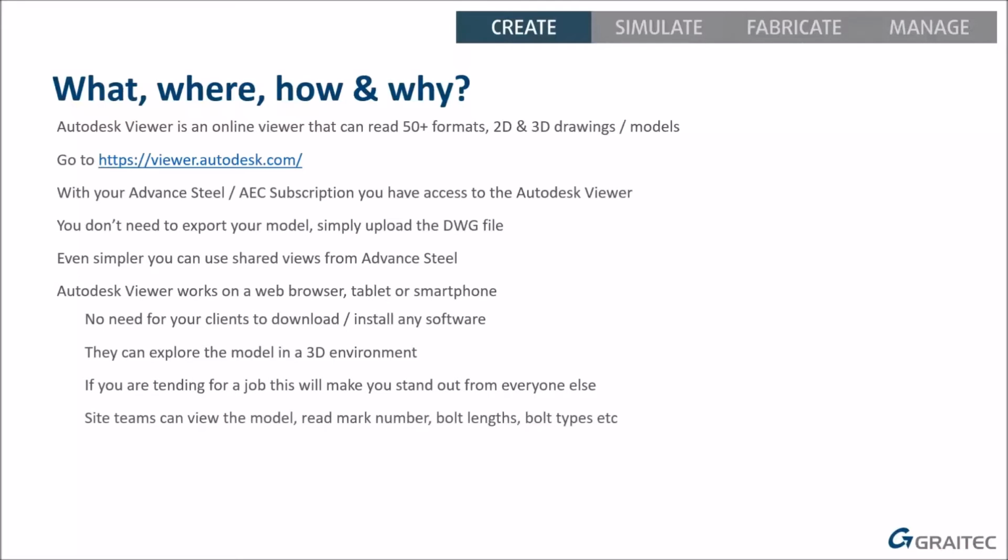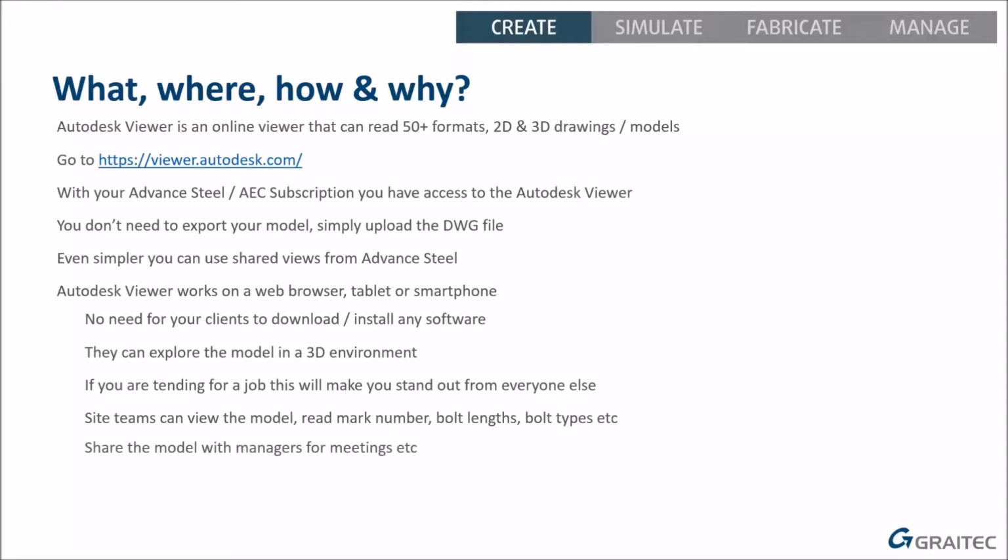It's also very beneficial for your site team. So your site team can view the model. That model contains all the Advanced Steel data, so the mark number, bolt length, bolt types. So again, it might just reduce the calls to the office if you've missed a mark number or they don't know what bolt goes where. They can look at this model and there's going to be less downtime.